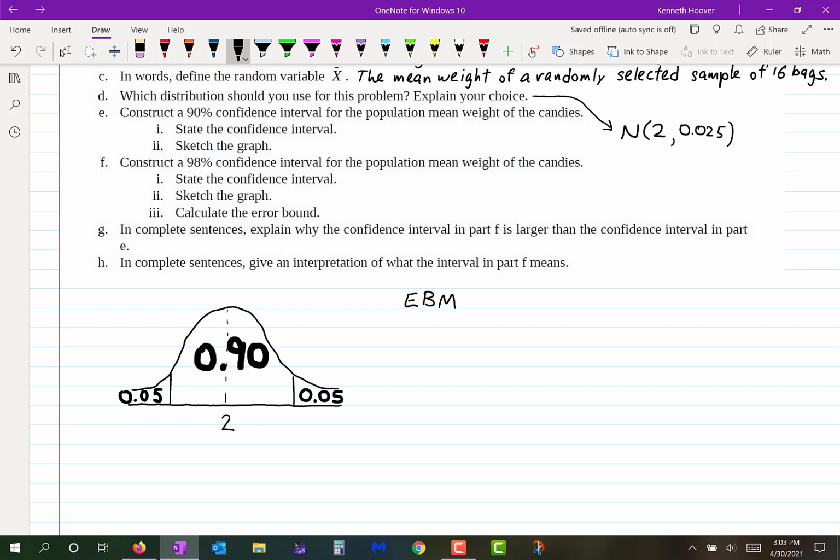Error bound measurement. Remember the formula for that here. We look up z sub alpha over 2 on either a table in the back of a book, or we use Excel or something similar. Alpha here is 0.1. Remember, alpha is a measurement of how much area is out here. That means it's 1 minus this number in the middle. So for us, it's a 90% confidence interval, then alpha is 0.1.